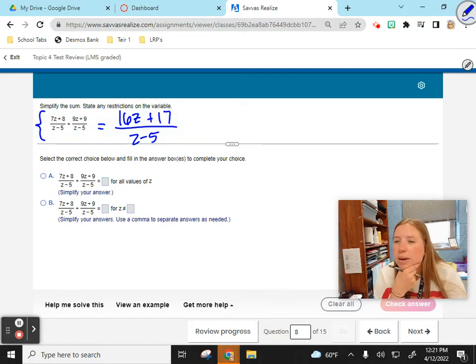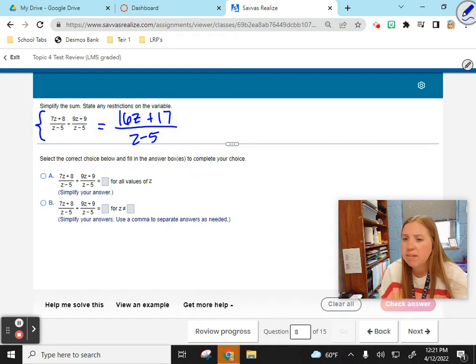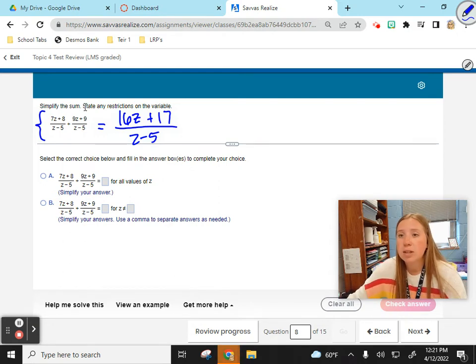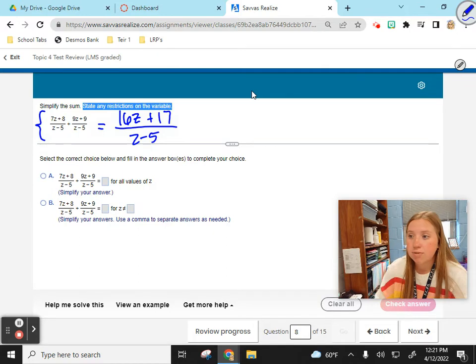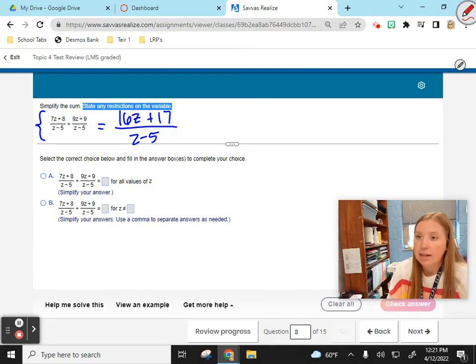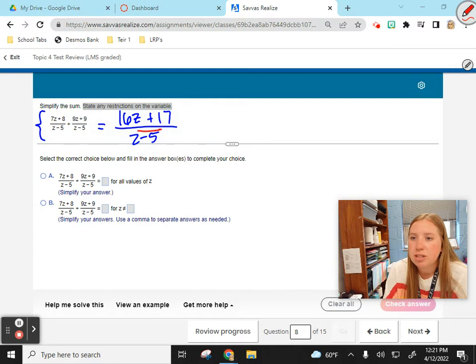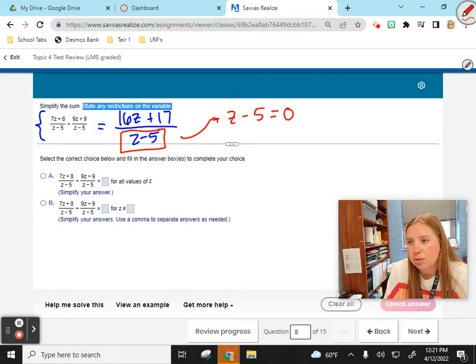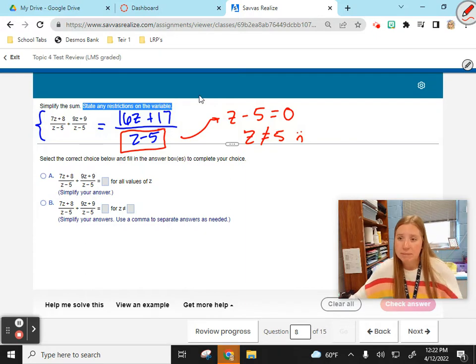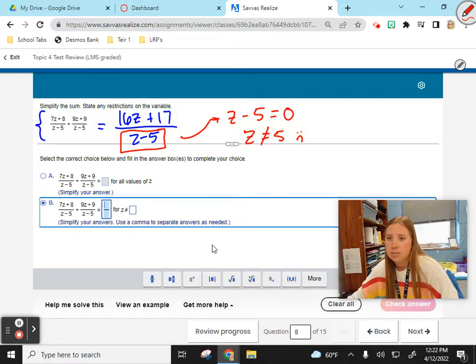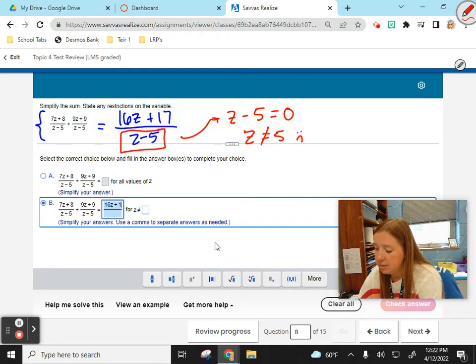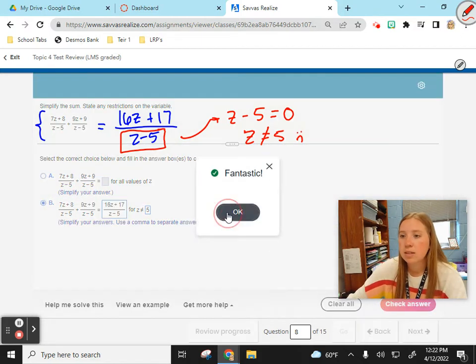So then I would want to go ahead and see if anything factors or simplifies here, but nothing will. The one other thing we want to do is state any restrictions on the variable. Is there anything that z is not allowed to equal? And those restrictions come from creating a 0 in the denominator. So z would not be able to equal 5 where we would have a 0 in the denominator. So my answer is 16z plus 17 over z minus 5, and z cannot equal positive 5.